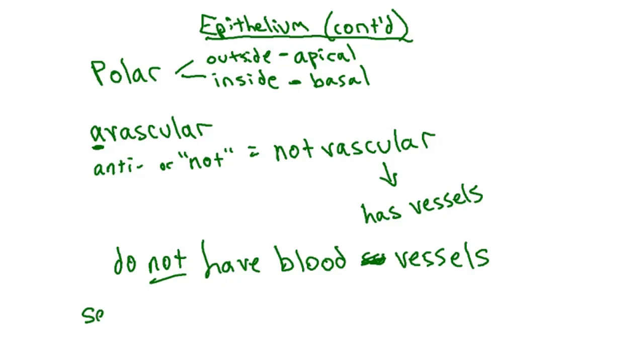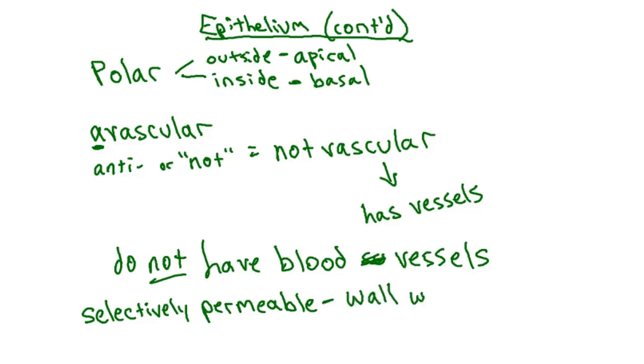They are also selectively permeable. And what selectively permeable means is just that it's a wall and it has special doors in it. And the doors will only open for certain things.